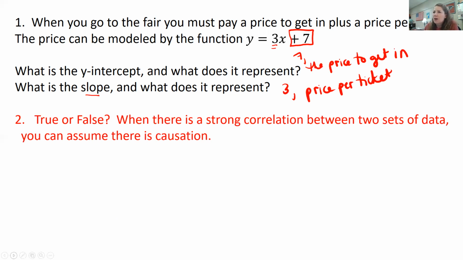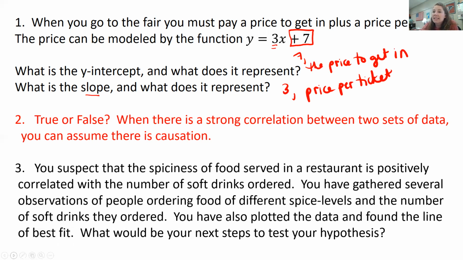All right, true or false? When there is a strong correlation between two sets of data, you can assume there is a causation. False, right? You should not assume there's causation, even if there's a strong positive correlation. And then let's look at this last situation. This is kind of a step-by-step of what you would do to test your hypothesis.